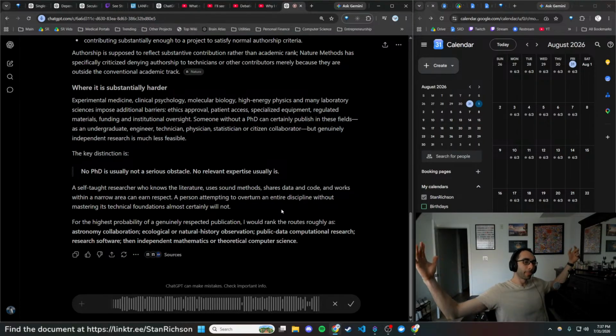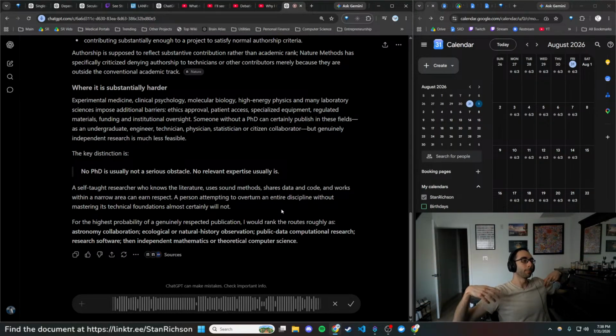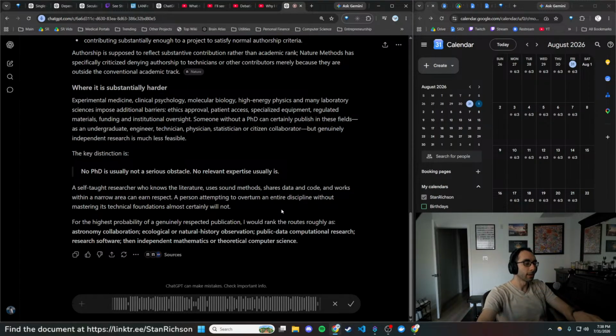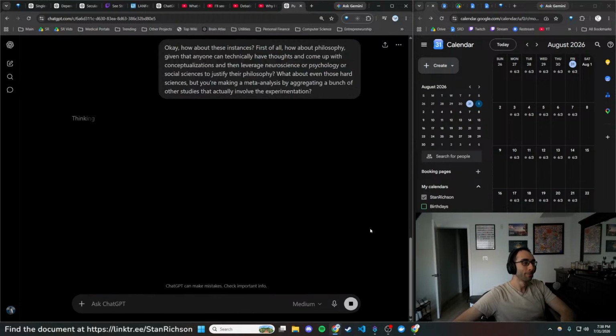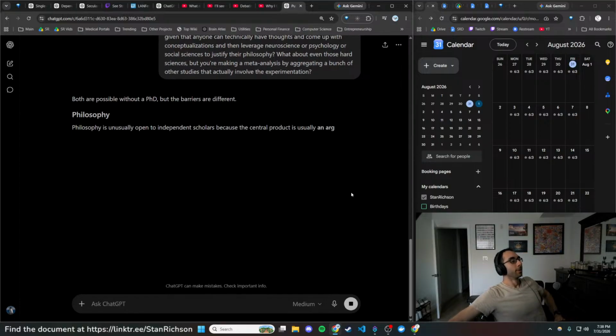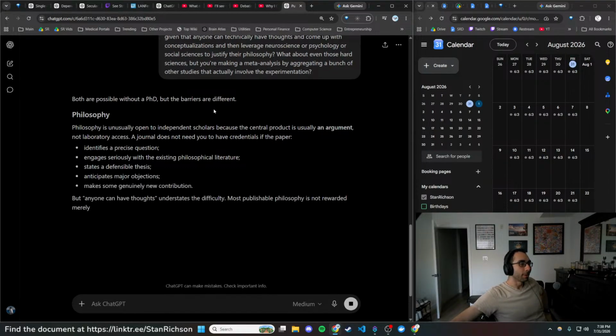What about even those hard sciences, but you're making a meta-analysis by aggregating a bunch of other studies that actually involve the experimentation? That would be crazy, though. If you were not in the field and then you did a meta-analysis, I would be rather impressed by that type of deal. All right, both are possible without a PhD, but the barriers are different.